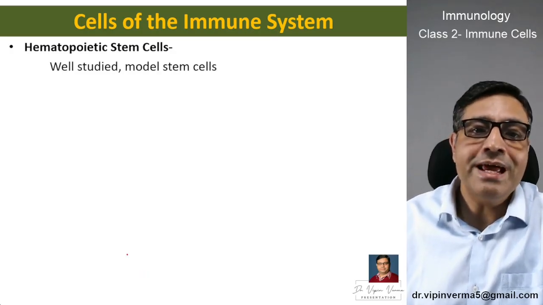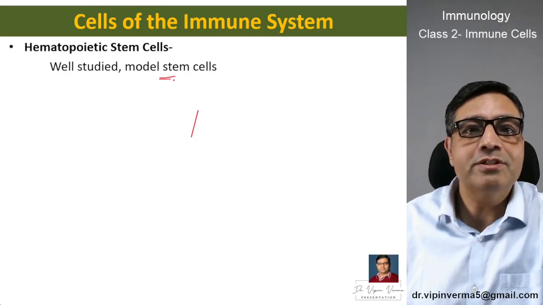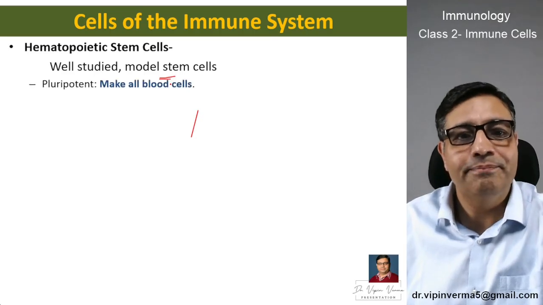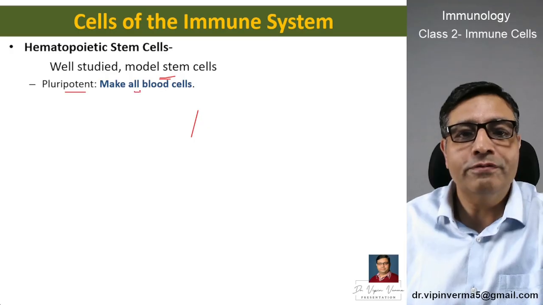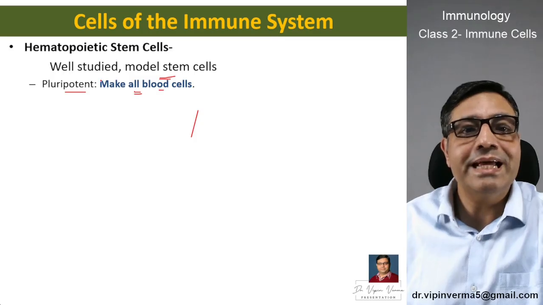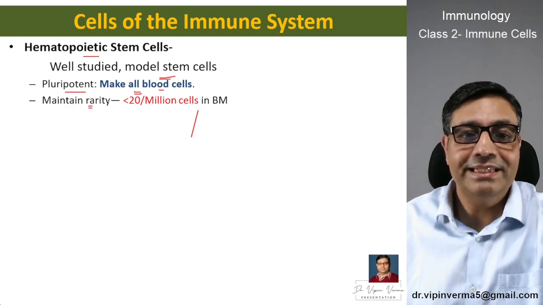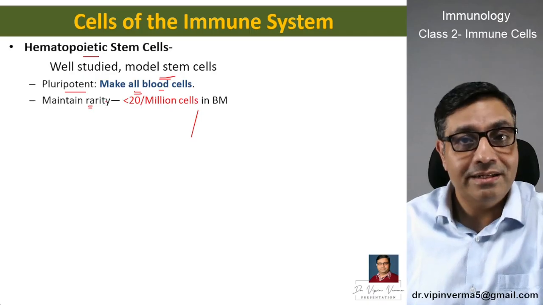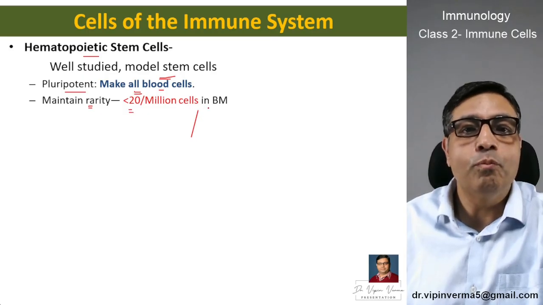These are the well studied and the model stem cells. Okay, so these were the earliest known stem cells which were identified. They are pluripotent and they make all sorts of cells which are found inside the blood. So all the blood cells arise from the hematopoietic stem cells, and they maintain rarity. That means they are very rare, and they are less than 20 cells per million cells in bone marrow.